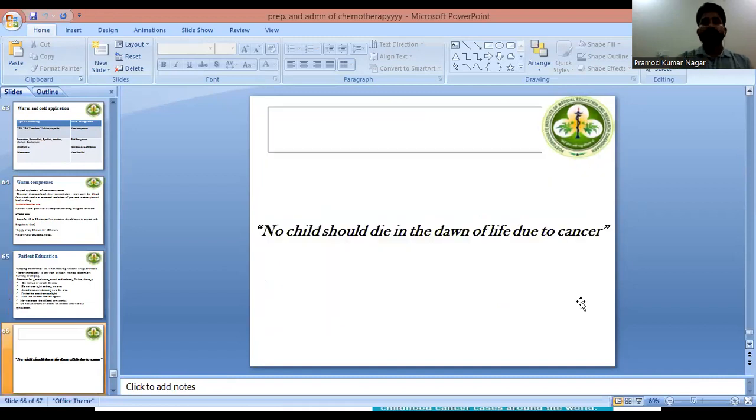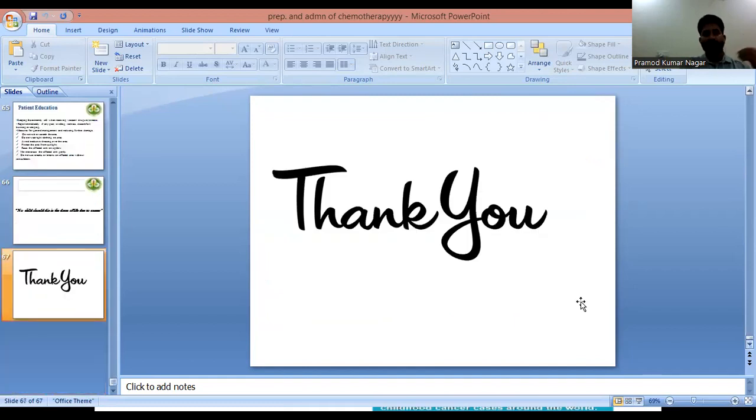So we should work in our pediatric hematology oncology setting of Postgraduate Institute, PGI Chandigarh. No child should die in the dawn of life due to cancer. Thank you.